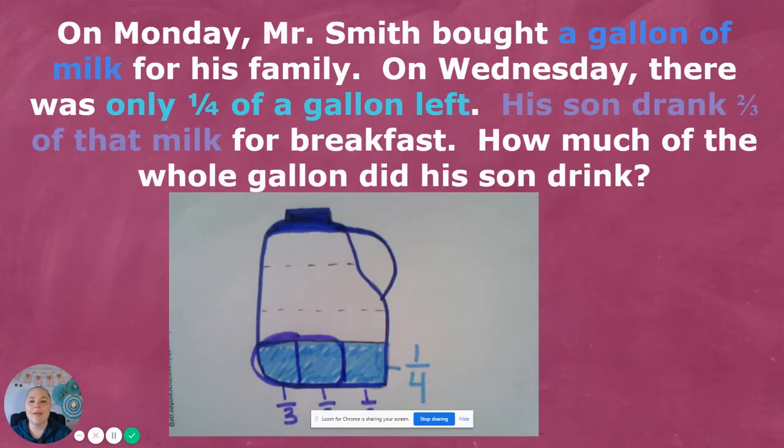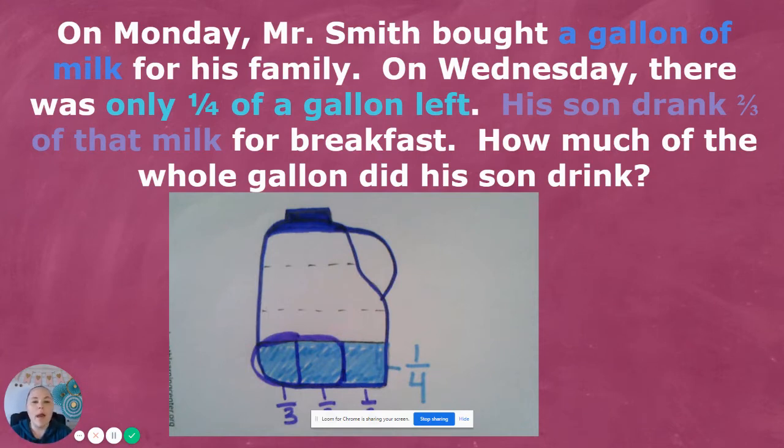Now, when his son came in for breakfast that morning, his son drank 2/3 of that milk. He didn't drink 2/3 of the whole gallon. There wasn't 2/3 left. He drank 2/3 of the 1/4. So when I looked at the 1/4, I divided my 1/4 into 3 parts because in 2/3, the denominator is 3. And then I circled 2 of those thirds because our numerator in 2/3 was 2. So he drank that much milk, this colored in, circled section.